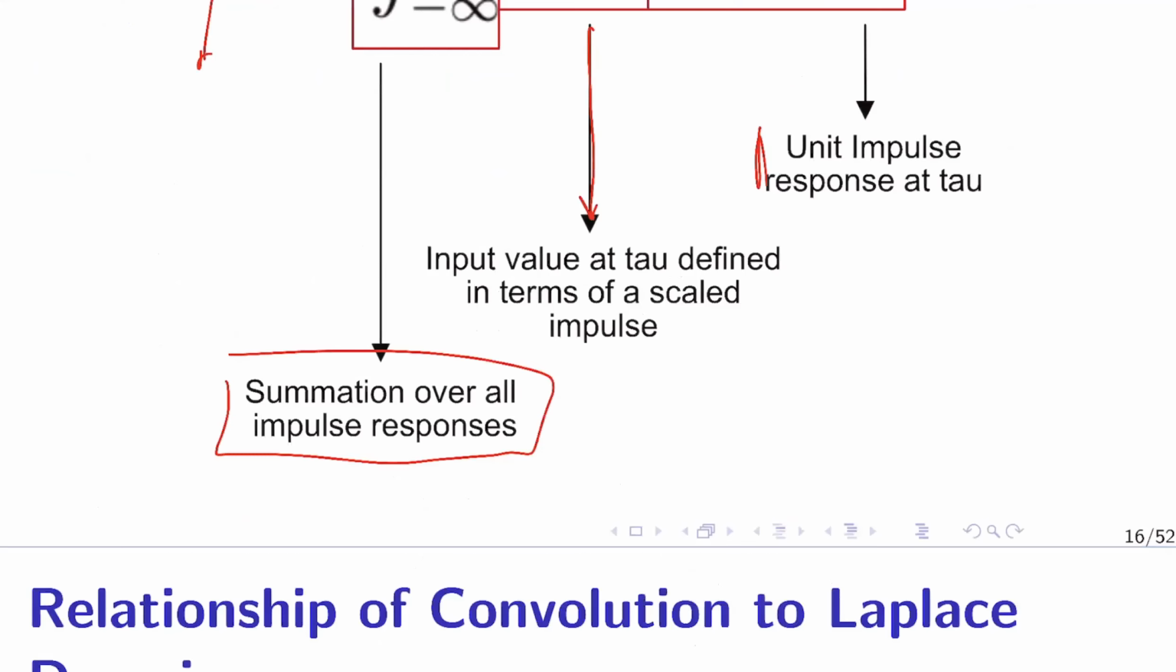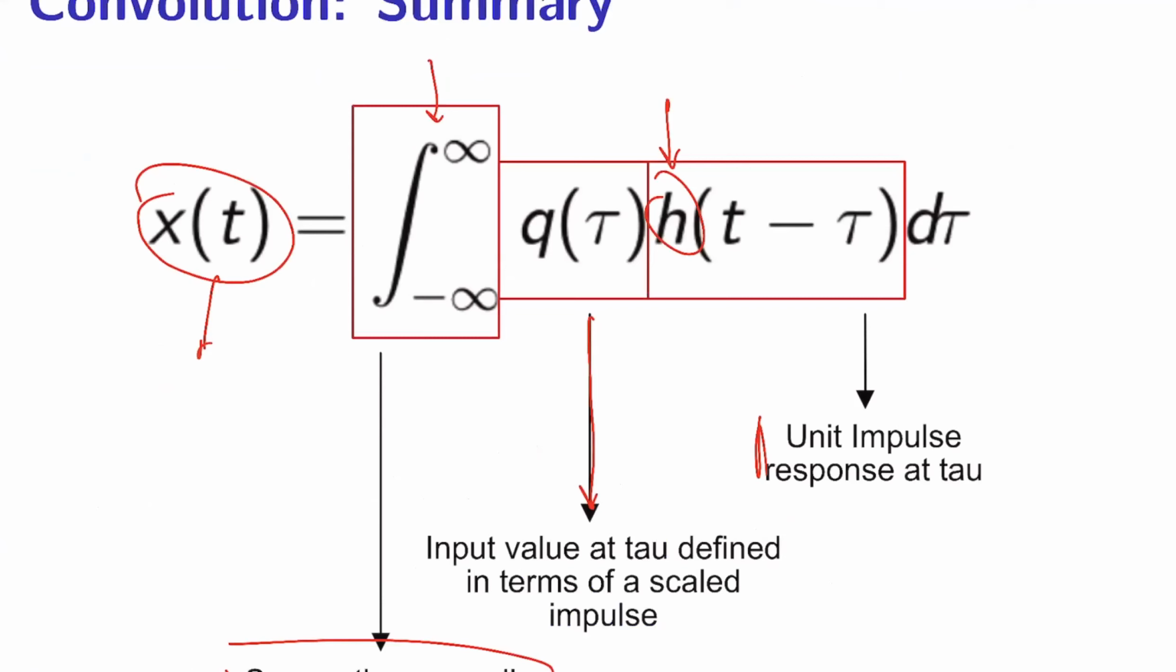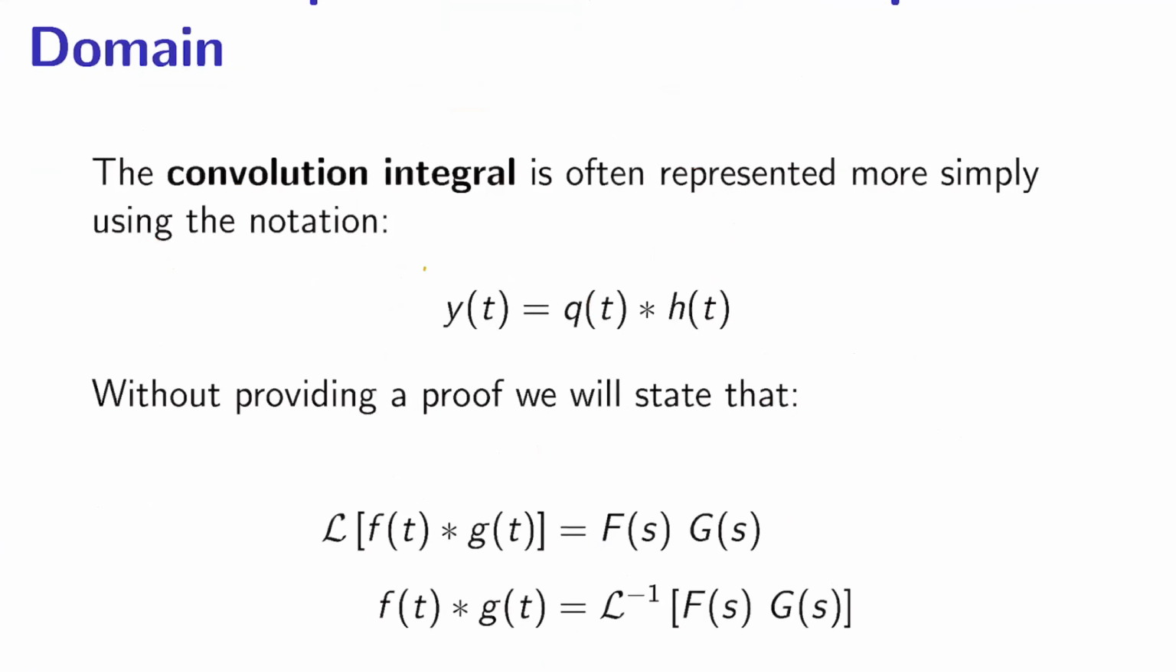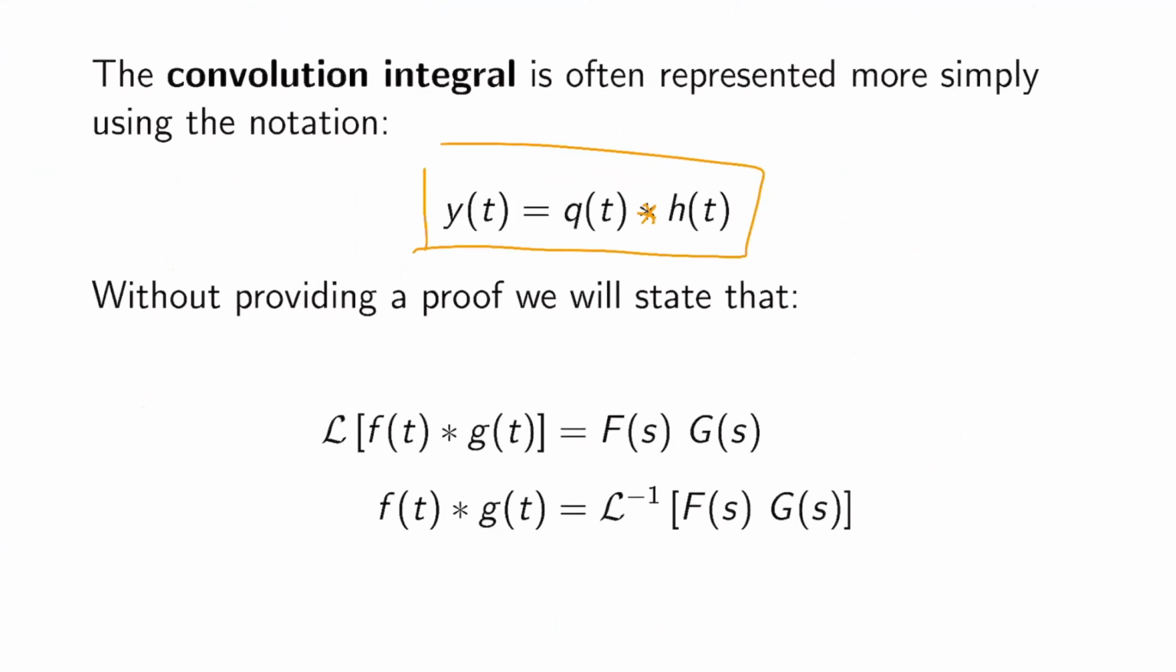notation-wise, because this whole thing looks very complicated, the convolution is often expressed in this way: q(t) star h(t). It's often more simply represented using this notation. And the result, I'm not going to give you any proof, but this is the Laplace transform operator. The Laplace transform of a convolution is simply the product of the transforms of the individual functions.